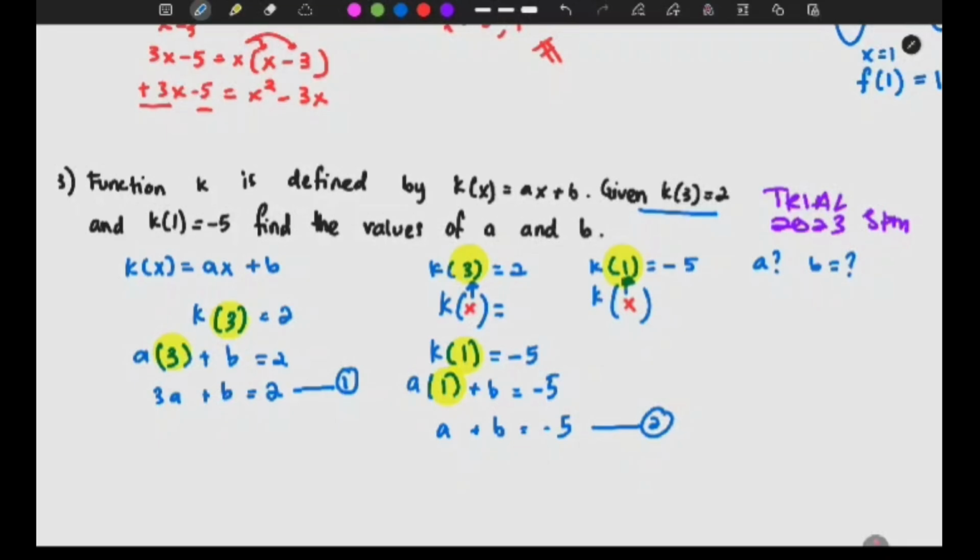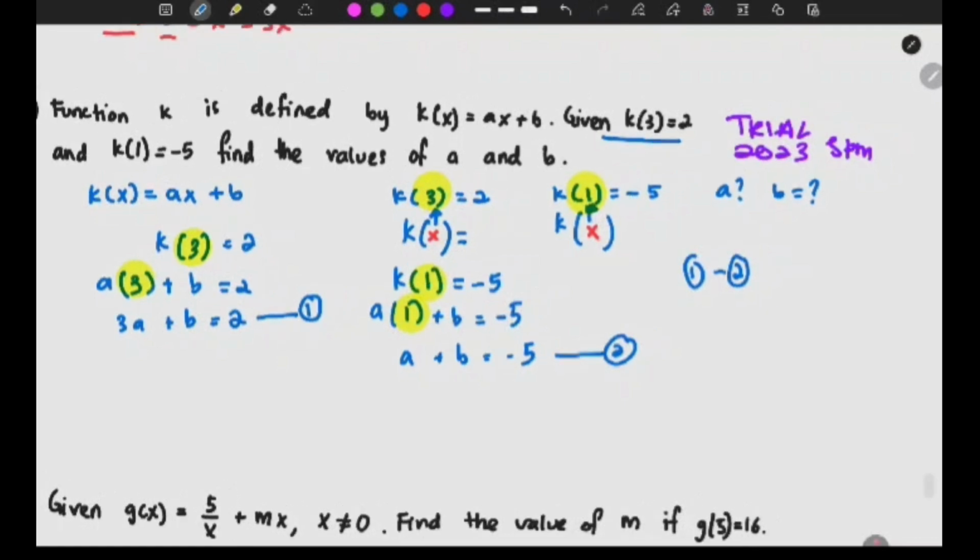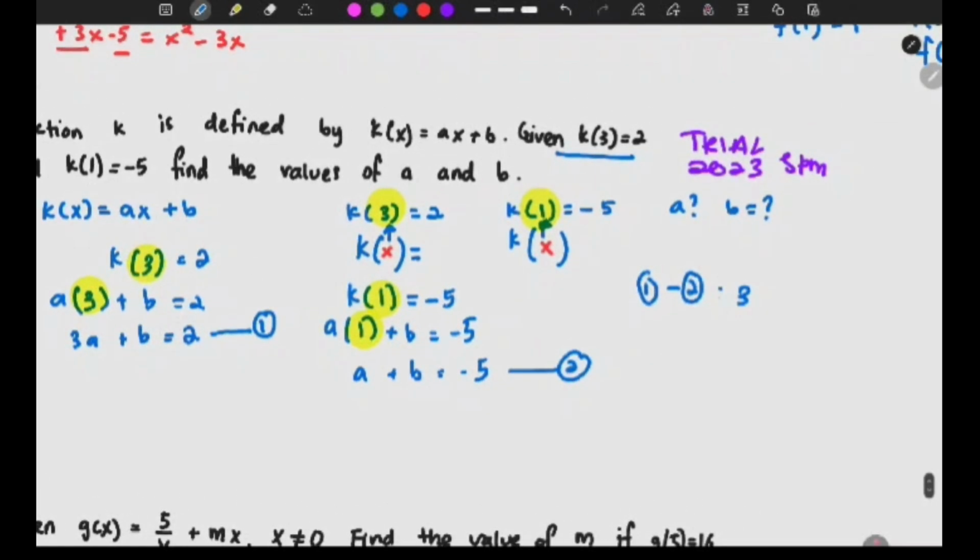So I will take equation 1 minus equation 2. It's easier compared to substituting. So I take 3a plus b, which equals 2, minus a plus b equals -5. So 3a minus a, I get 2a. b minus b, I cut. b minus b is 0.